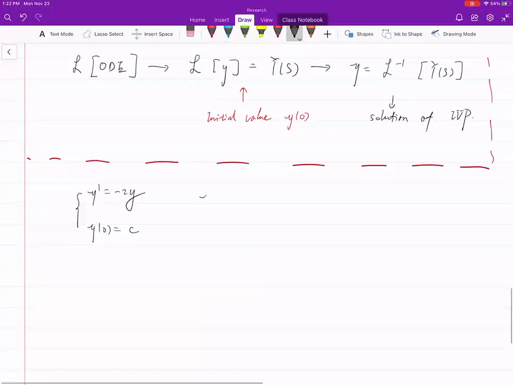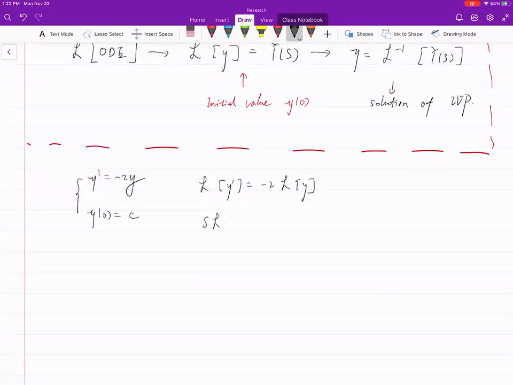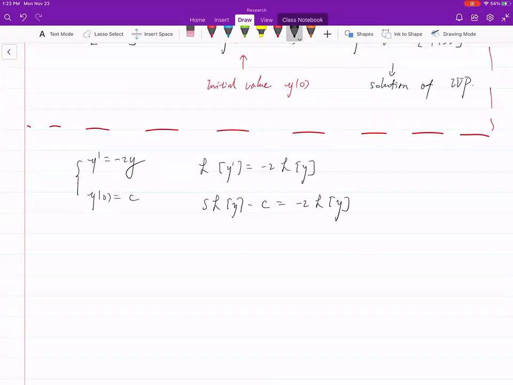Now, if you do it, then sLy minus y0, but you don't know it, so just make it a constant. C divided by s plus 2. This implies y equals c times e to the negative 2t. So even if you don't know the initial value, you can just name the initial value yourself. That automatically becomes a constant, which you can put into the general solution, because the general solution has some constant inside, right? It can be anything. So that's how you do it.